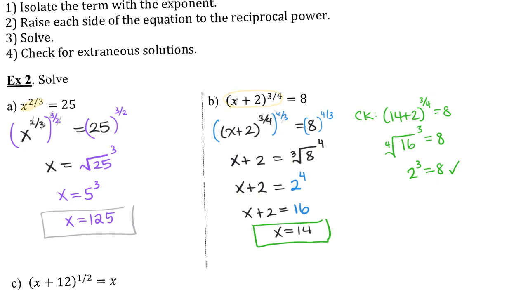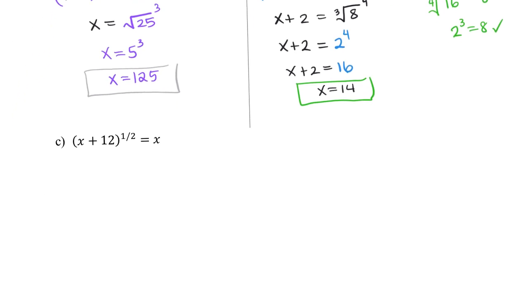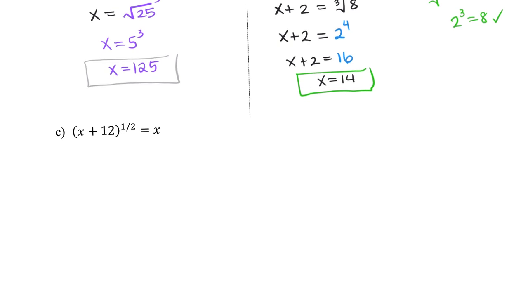Okay, let's try one more. This will be the tricky one again. Okay, x plus 12 to the 1/2. The part with the exponent is isolated. Since it's raised to the 1/2, I want to raise it to the reciprocal. So I'm going to raise it to the 2/1. The reason we do that again is because then the 2's cancel and the 1's cancel since we're multiplying. So x plus 12 equals, x to the 2nd is just x to the 2nd.